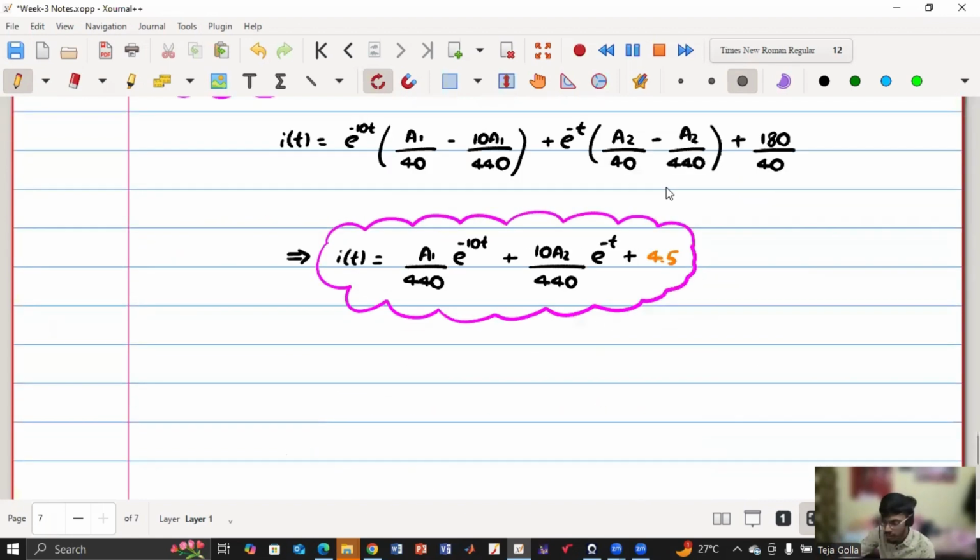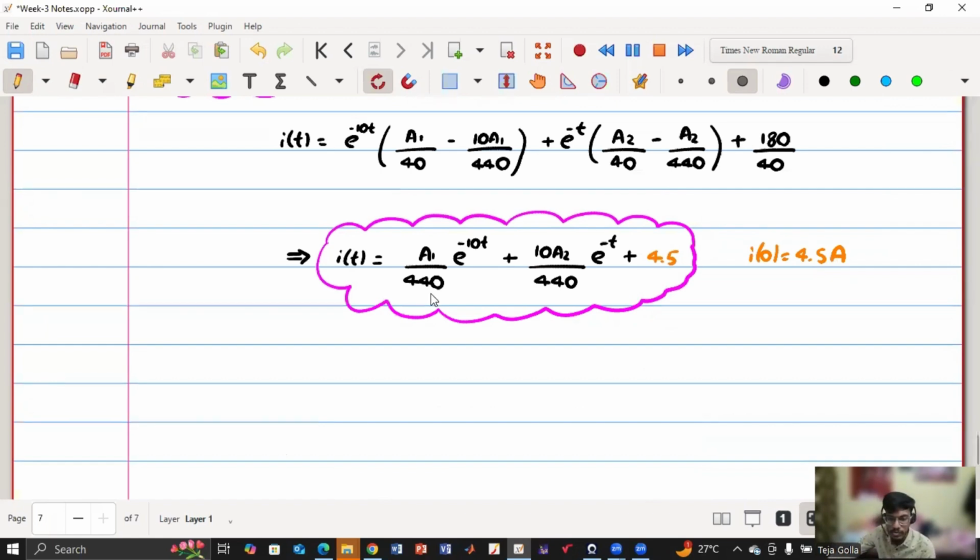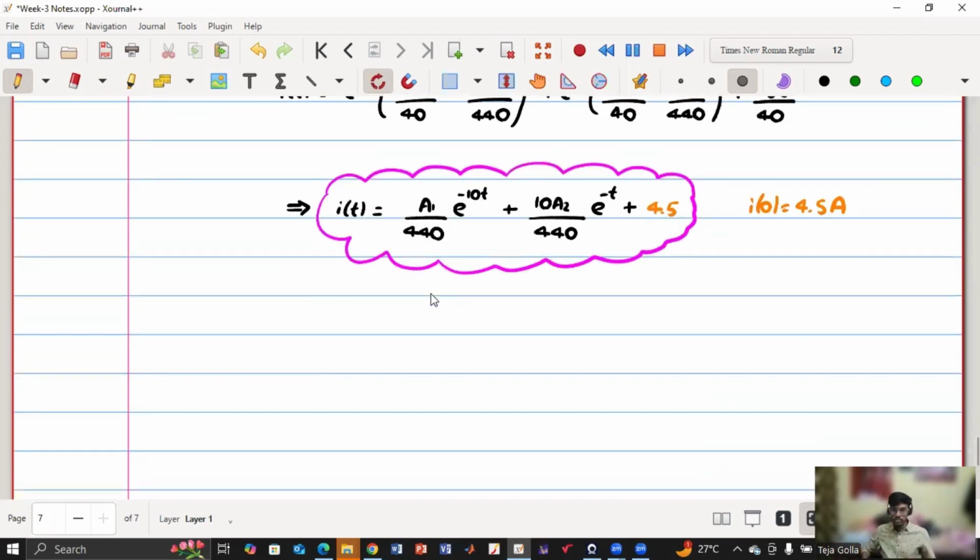I of 0 is 4.5 amperes. So once you substitute I of 0 equal to 4.5 amperes, can you tell me what relation you will be getting in terms of A1 and A2? Substitute t equals 0, then A1 by 440 plus 10 A2 by 440 plus 4.5 is equal to 4.5. 4.5 gets cancelled on both sides. So we'll get A1 plus 10 A2 is equal to 0, because on the RHS side you have 0.